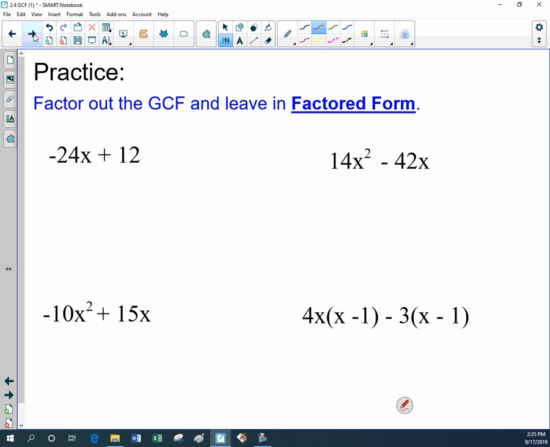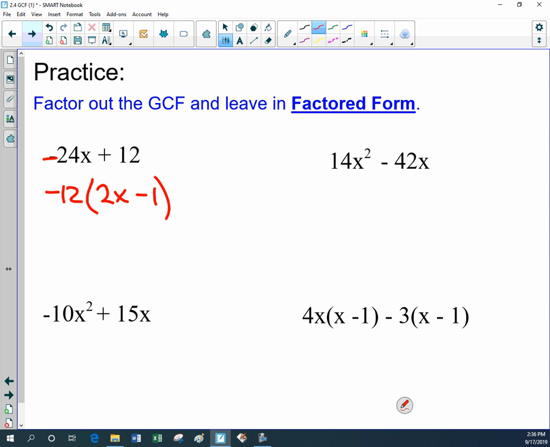Okay, some more practice here. Negative 24x plus 12. Greatest common factor would be 12. The first term's negative, so I'm going to factor out a negative 12. When I factor negative 12 out, I would have 2x plus 1. Oops, got ahead of myself there. So I factor out negative 12. So negative 12 times 2x is negative 24x. Negative 12 times negative 1 would be a positive 12. If I'm factoring out a negative, it's going to change the signs.